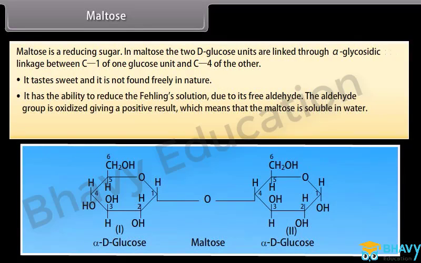It has the ability to reduce Fehling's solution due to its free aldehyde. The aldehyde group is oxidized, giving a positive result. Maltose is soluble in water. In aqueous solution, it exhibits mutarotation.